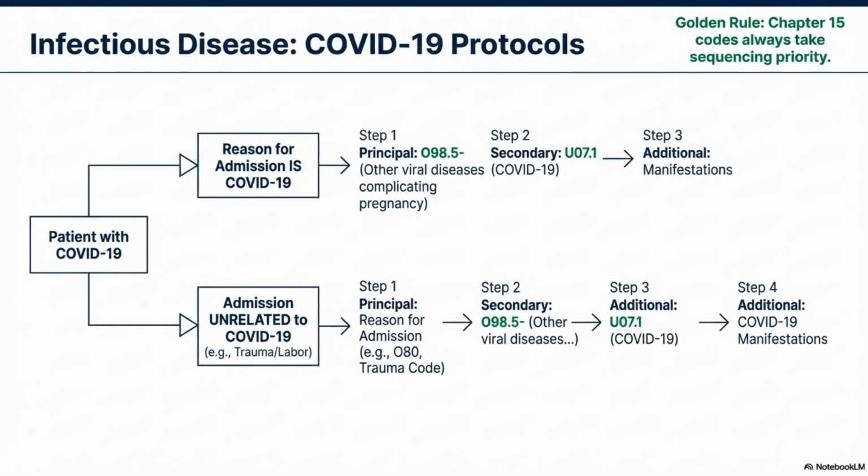COVID-19 adds another layer of complexity, so let's break it down. If the reason for admission is COVID-19, sequence, principal, O98.5. Secondary, U07.1. Additional codes for manifestations.